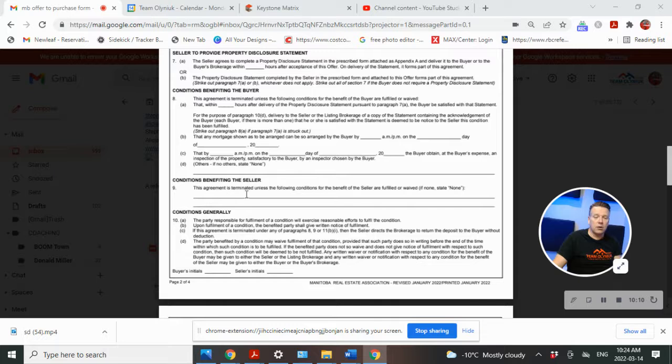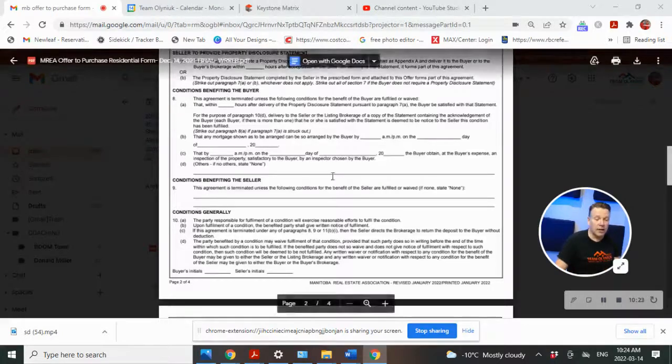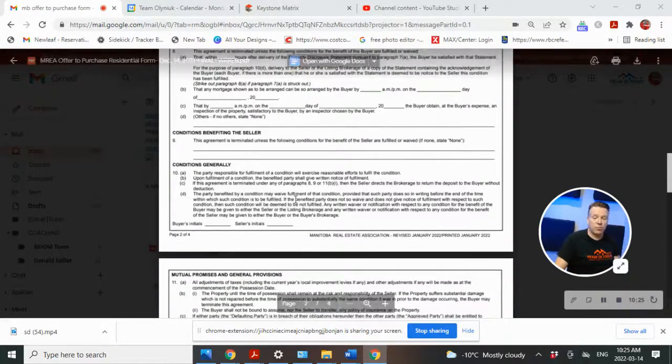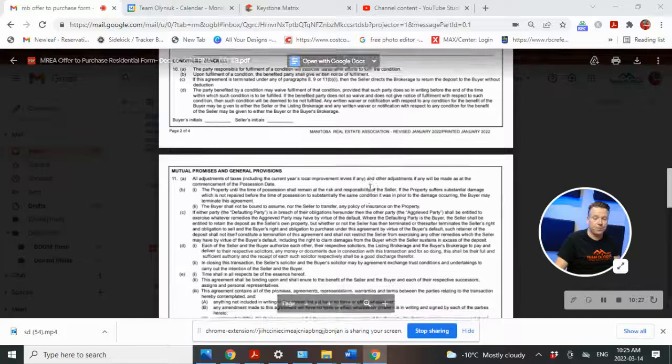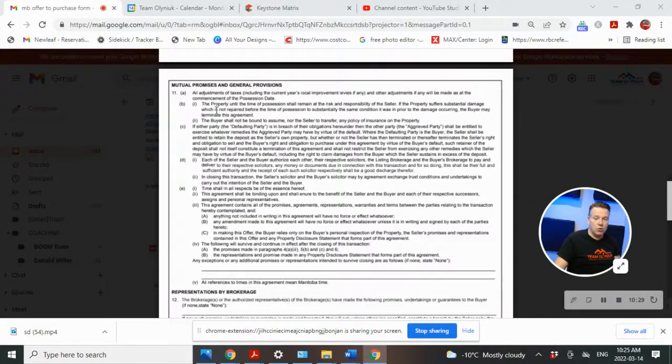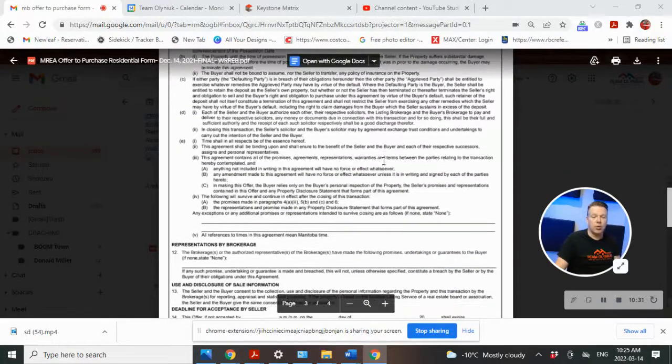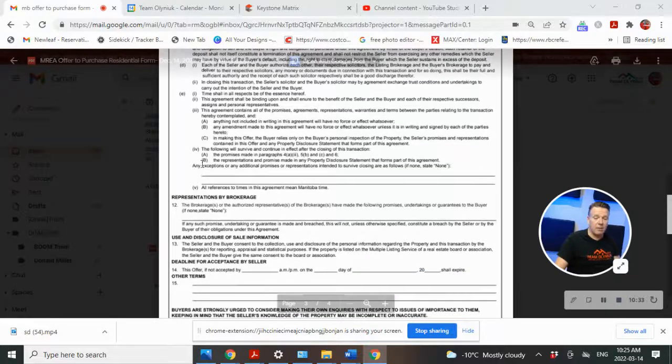Conditions benefiting the seller. Usually what we'll see in here is none, but sometimes you can see that a seller will request a certain type of closing, or they may have other requests, and that'll be written in there. Buyer's initials will go at the bottom here, seller's initials there. And then mutual promises, we'll go through and we'll read this all at that time.